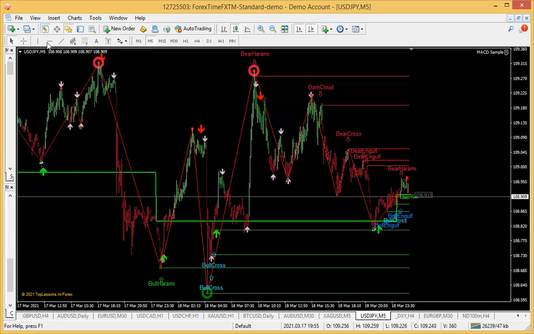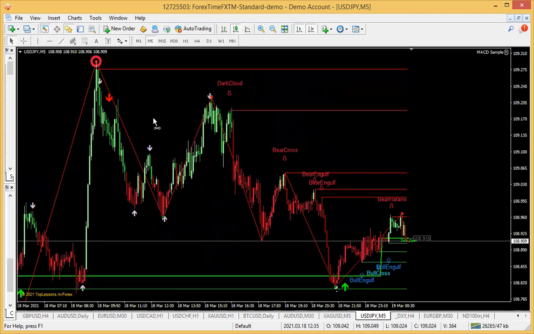Then where do you put your stop loss? You put your stop loss 5 pips above the red arrow. Are you seeing it? 5 pips above the red arrow. That is where your stop loss is supposed to be. Then your entry point should be the most recent low of a candle.